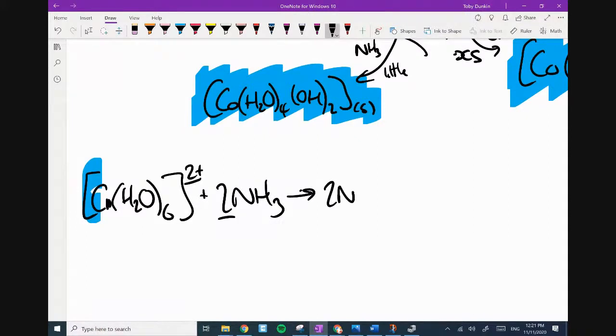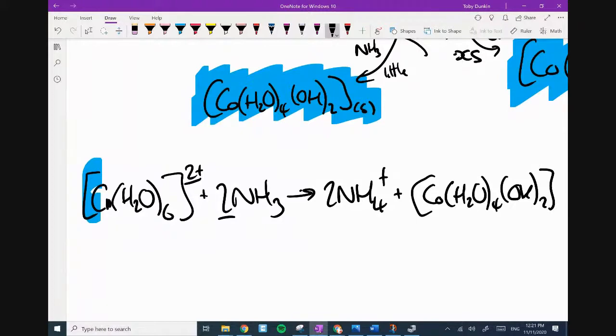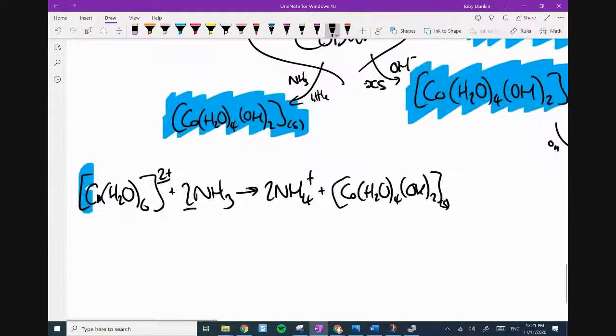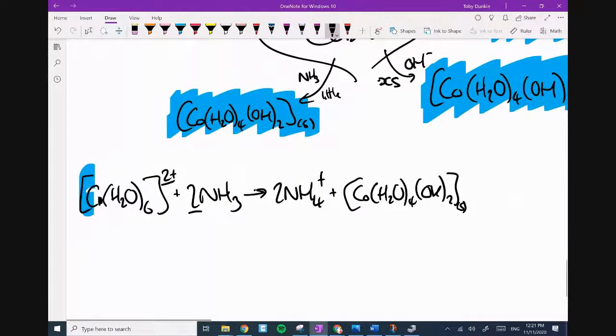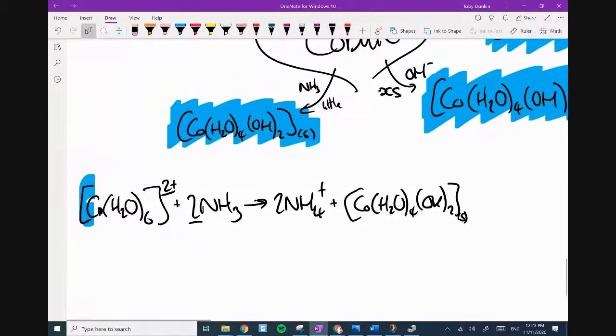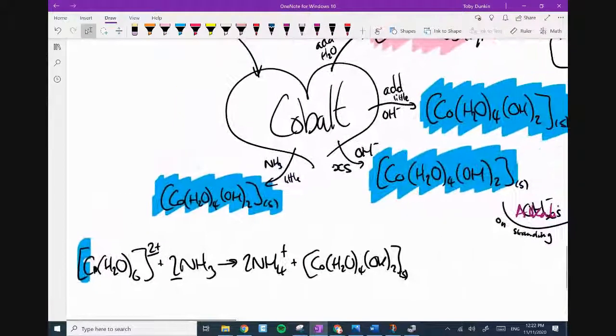Yeah, and I then form 2 ammonium ions, plus the cobalt tetraaqua dihydroxy complex, which is electrically neutral. Sorry, my laptop's struggling a bit. I've got a bubble underneath the screen. But anyway, it's nice to see how the equation differs, but the product, the precipitate, is still the same.